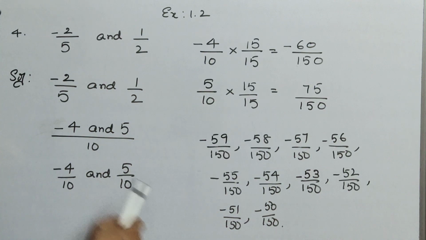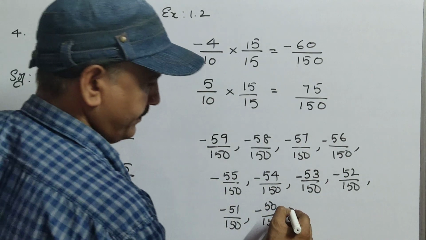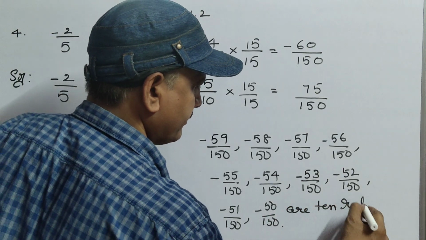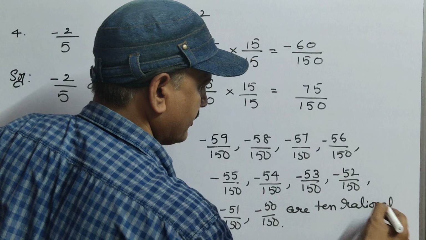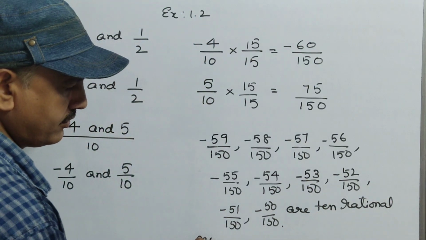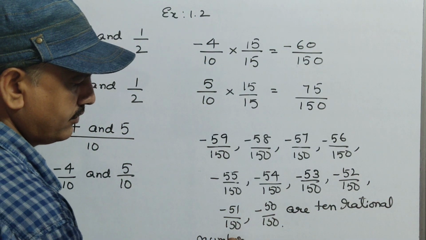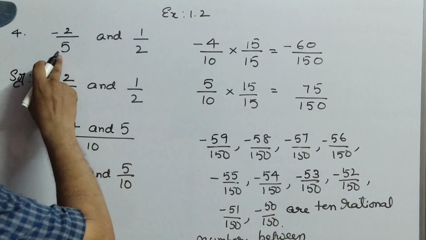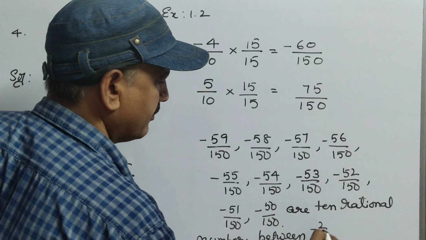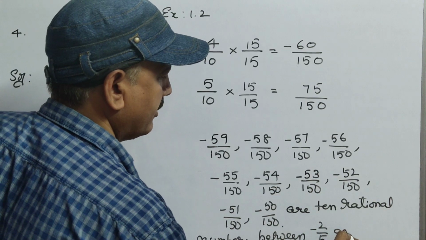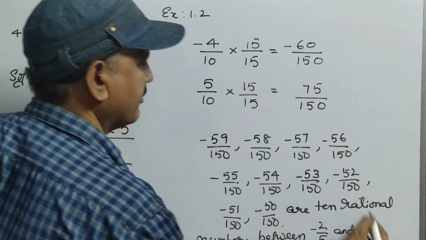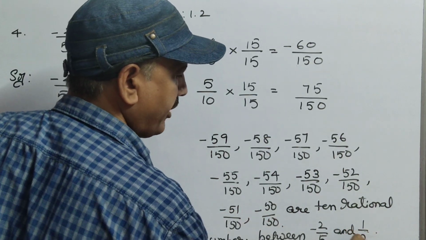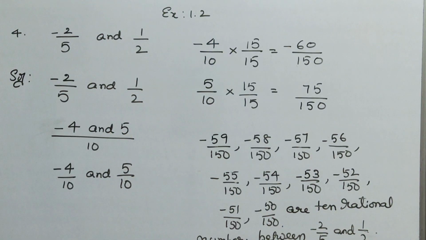Okay. You can write here: 10 rational numbers between minus 2 by 5 and 1 by 2. Minus 2 by 5 and 1 by 2.